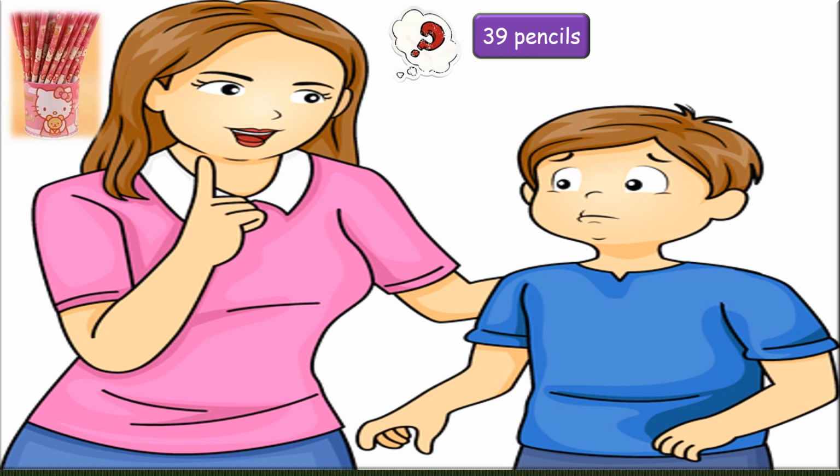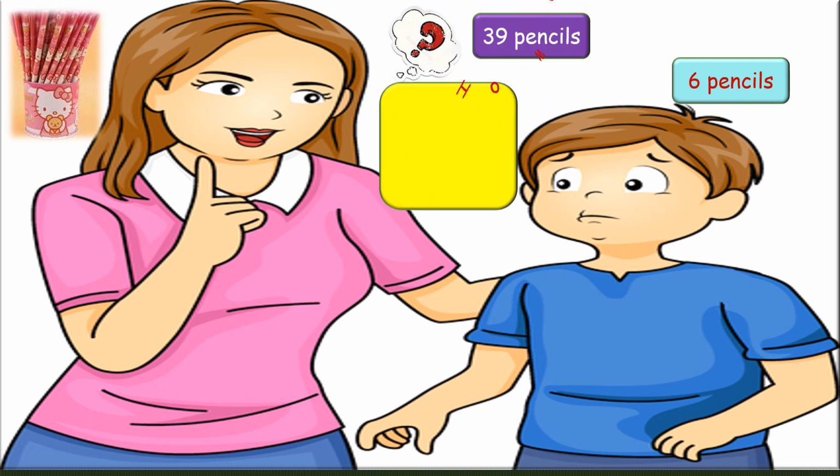Okay. Then she asked, how many pencils do you need, beta? Then the son said, mom, please give me 6 pencils so that I will not require to ask for pencils again and again from you, and I will keep those pencils safely and will do my work. Then the mother agreed and she gave 6 pencils to the son from the 39 pencils which she was having. So now, how many pencils will be left with the mother?